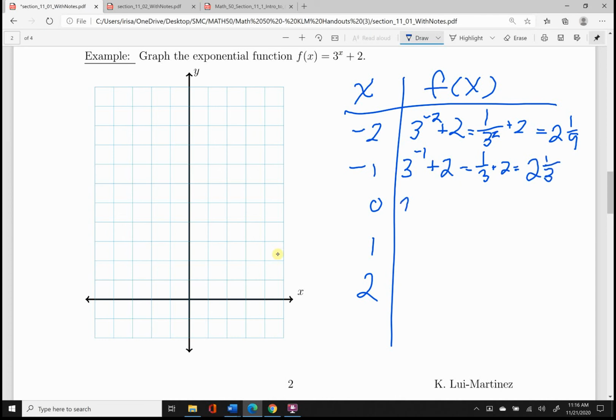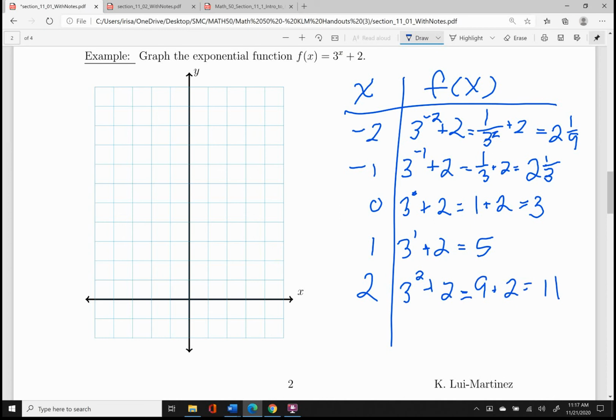0 is going to give me 3 to the 0 power plus 2. 3 to the 0 power is going to give me a 1 plus the 2 equals a 3 output total. 3 to the first power plus 2 is 3 plus 2, aka 5. 3 to the second power plus 2 is going to be 9 plus 2, which equals 11. Great. So let's go ahead and plot these ordered pairs.